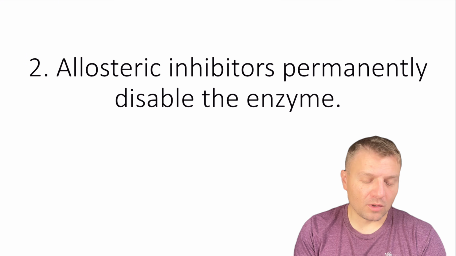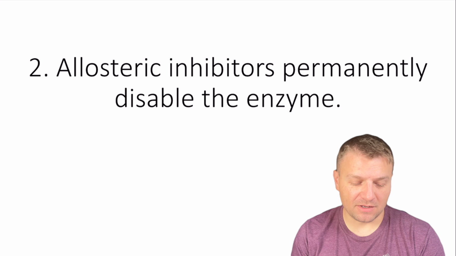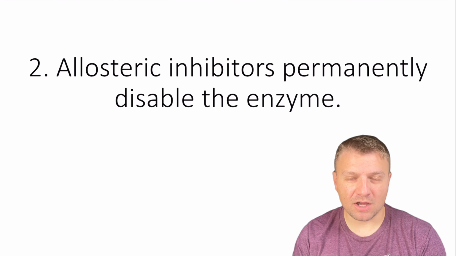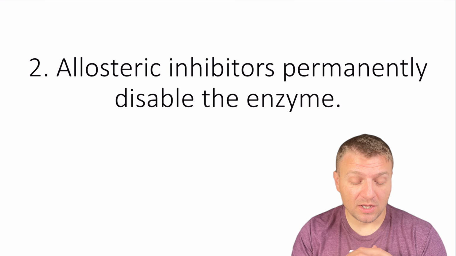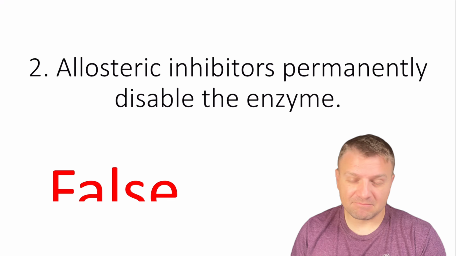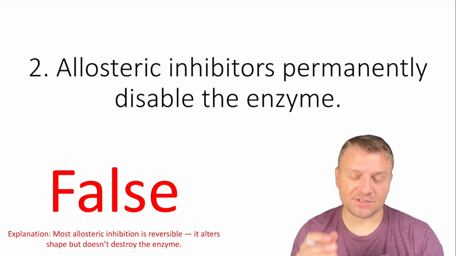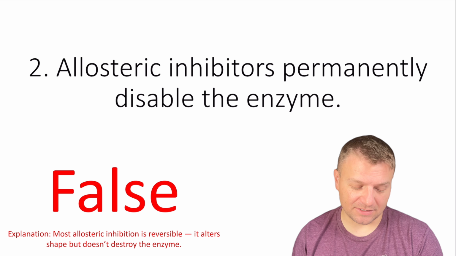Number two, allosteric inhibitors permanently disable the enzyme. Is this true or false? Well, both allosteric and competitive inhibition are going to disable the enzyme, but not forever. It's going to be sometimes for a short time. There are some inhibitors that will completely disable an enzyme, but no, this one's false. Not every allosteric inhibitor is going to completely disable an enzyme.